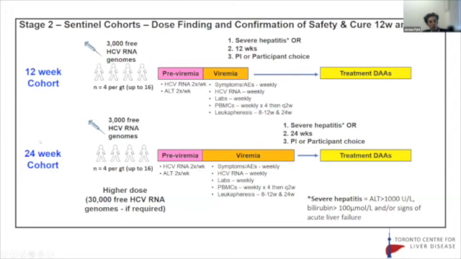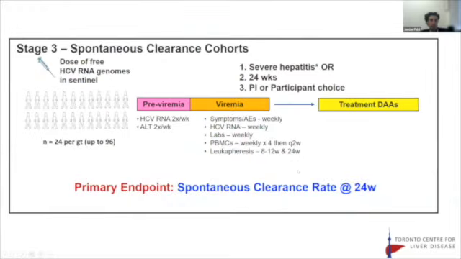You then go to a longer Sentinel cohort, again, small numbers of participants here. If not everybody became infected, we increase the dose of the inoculum to ensure that everyone becomes infected. And again, we're following people until, in this case, out to 24 weeks, but we would treat them sooner, and I'll show you what I mean by this, if they develop severe hepatitis or if the PI feels it's required.